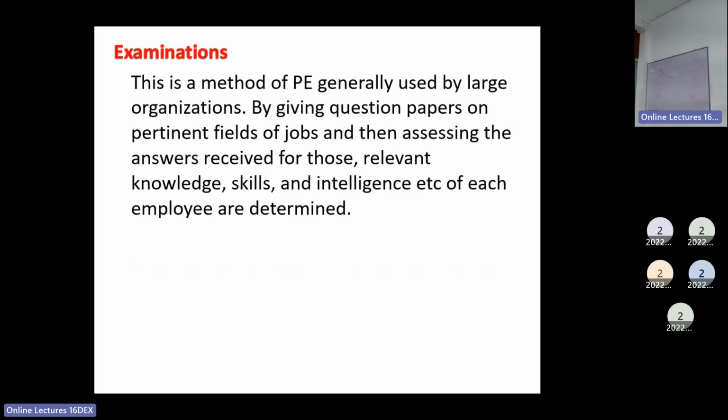Examination. This is just like the examination you are facing. We can conduct an examination to measure the level of performance of employees. Employees are supposed to face an examination. The problem is that by examination, what you can measure is knowledge, not actual results. To a certain extent, skills, but not actual results. So that is the barrier.